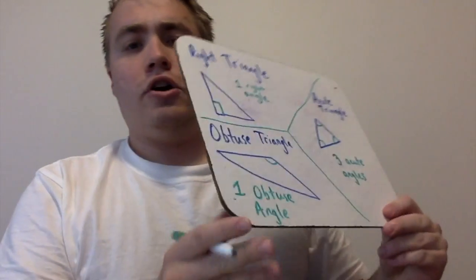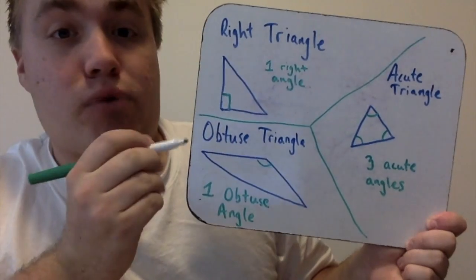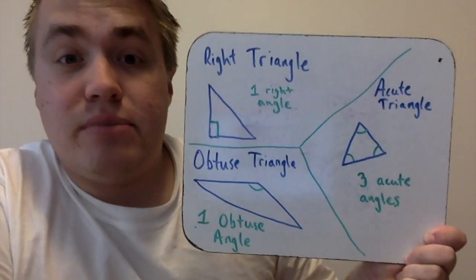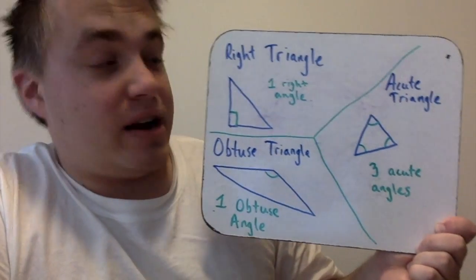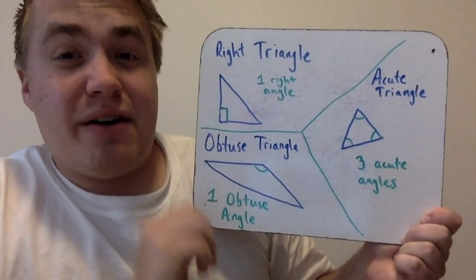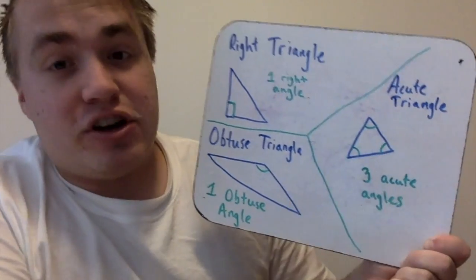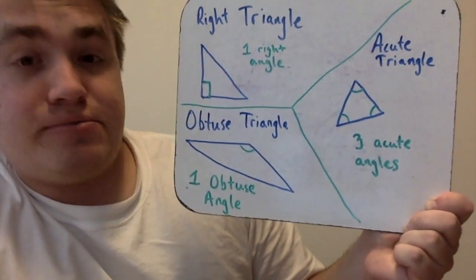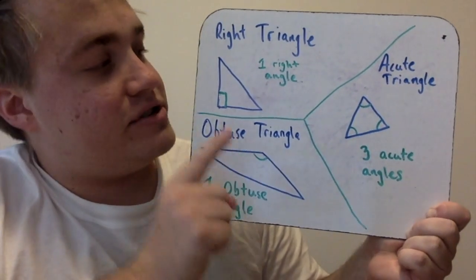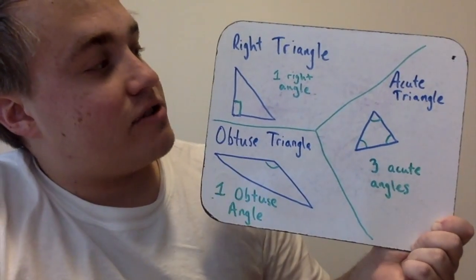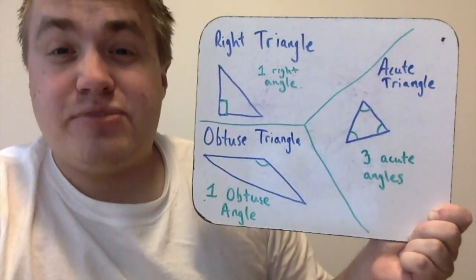Now let's talk about these triangles here a second. You'll notice here I have my right angle, I have my acute angles here, and I have my obtuse angle, just like on the previous whiteboard that I had. Now we do have some new triangles here. We have a right triangle, we have an acute triangle, and we have an obtuse triangle. I'm going to tell you guys a couple different ways that you can identify triangles as either a right triangle, acute triangle, or obtuse triangle.